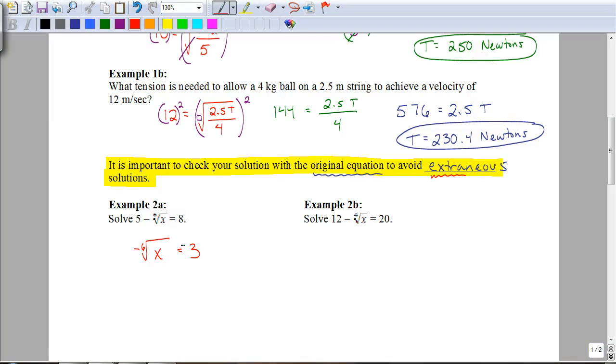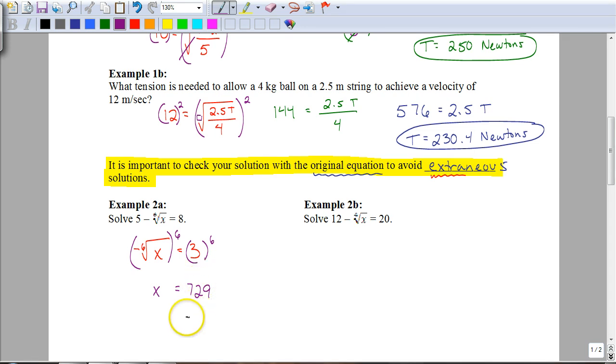Now I have the 6th root by itself. Now I want to raise each side to the 6th power to get rid of that 6th root. Now I have a negative number being raised to an even exponent, so that means this is going to be a positive x on the left. And 3 to the 6th power gives me 729 as my answer.